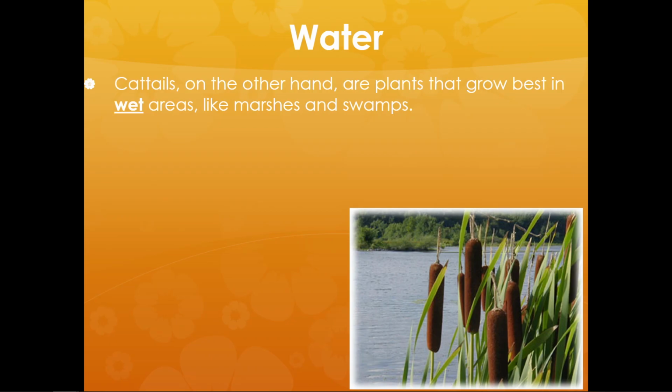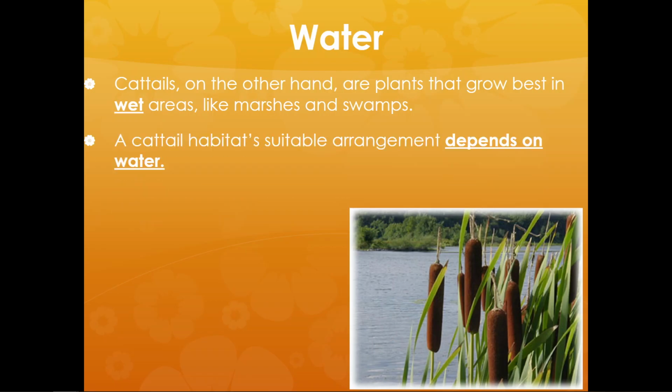All right, so now let's look on the other side of the spectrum. Let's look at some cattails. Cattails, on the other hand, are plants that grow best in wet areas like marshes and swamps. A cattail's habitat's suitable arrangement depends on water.